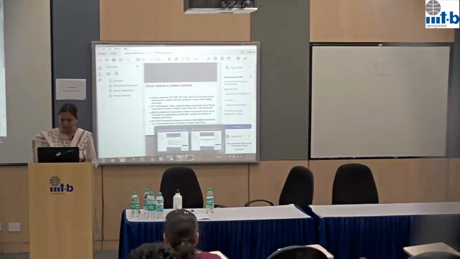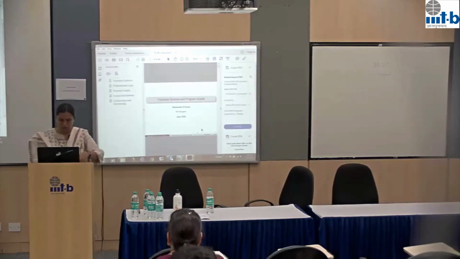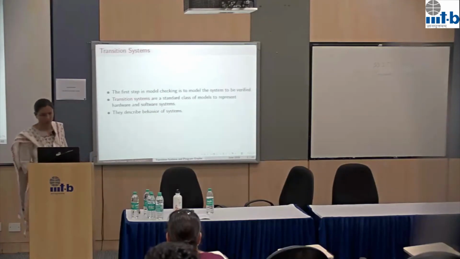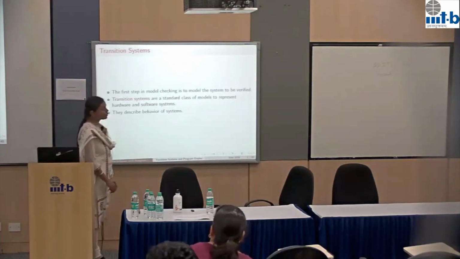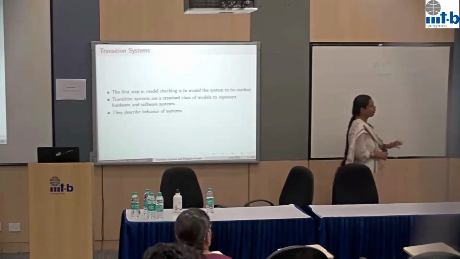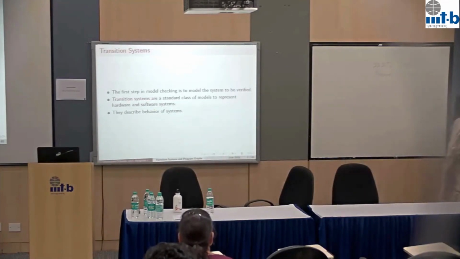So that was an introduction to formal methods. I still have about 20 minutes, so I'll begin with one of the notations for formal modeling: what we call transition systems and program graphs. As I told you, this is the first step in model checking. Tomorrow I'll talk about writing specifications. First step is to model the system, and then the specification.